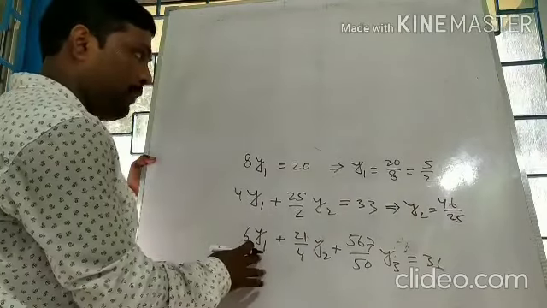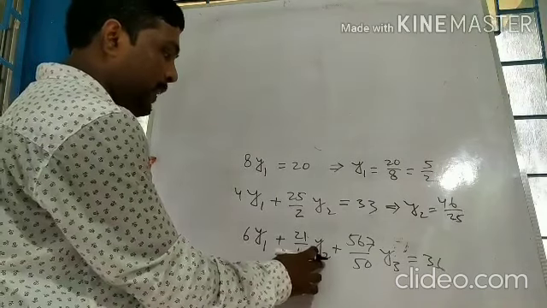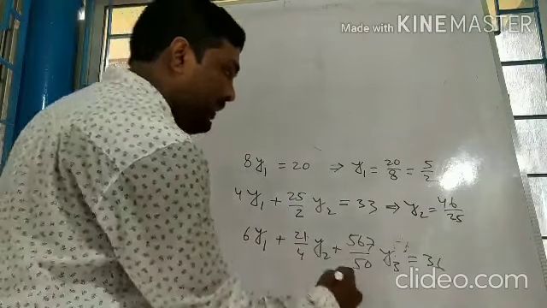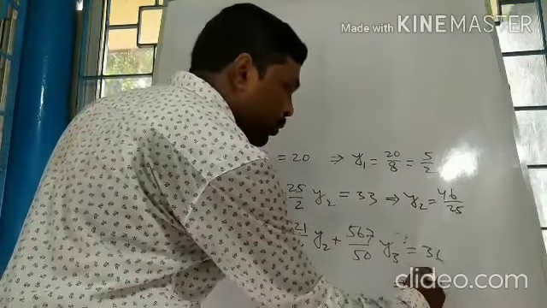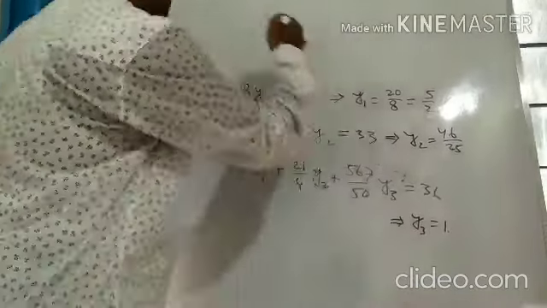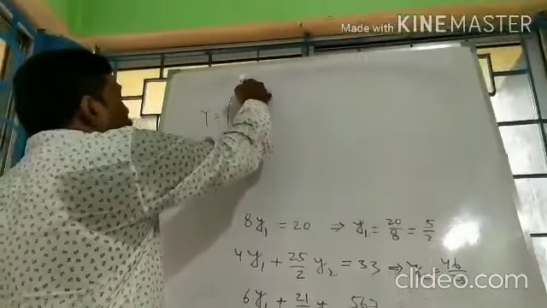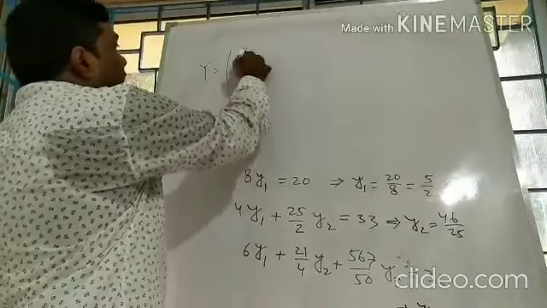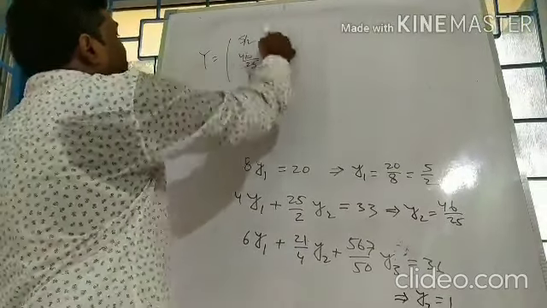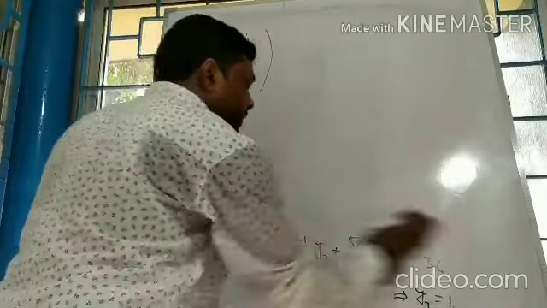Now put y1 equals 5 by 2 and y2 equals 46 by 25, and calculate y3. Then y3 equals 1. So the vector y is 5 by 2, 46 by 25, 1. This is the vector y. So we have solved the system Ly equals b.